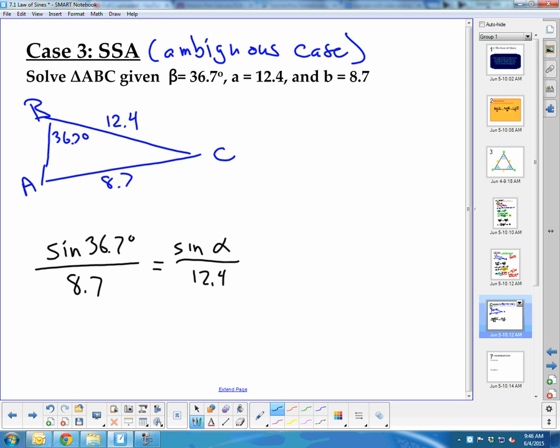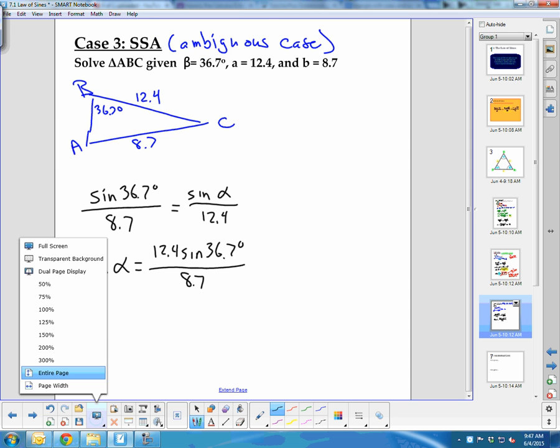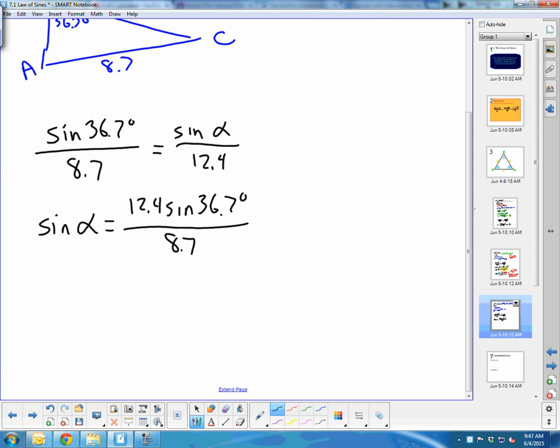Go through the algebra a little bit, cross product, solve for it, and I will get sine of alpha equals 12.4 sine of 36.7 degrees over 8.7.